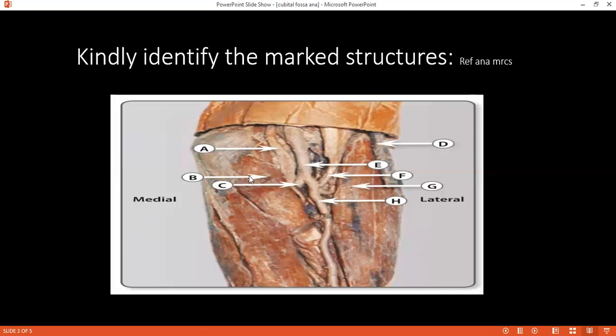B is the pronator teres muscle, left side. C is the left ulnar artery, and D is the left cephalic vein. Okay, so from here it's going, it's superficial, it's blue. E is the left brachial artery. F is the left biceps tendon, and G is the left brachioradialis muscle, and H is the left radial artery. Right, yes, yeah.